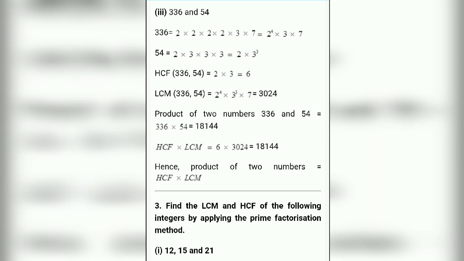We can convert it into exponential form. So 4 times 2, so 2 raised to 4, then 3, then 7. 2 raised to 4, multiply 1 times 3 and 1 times 7. Now for 54.